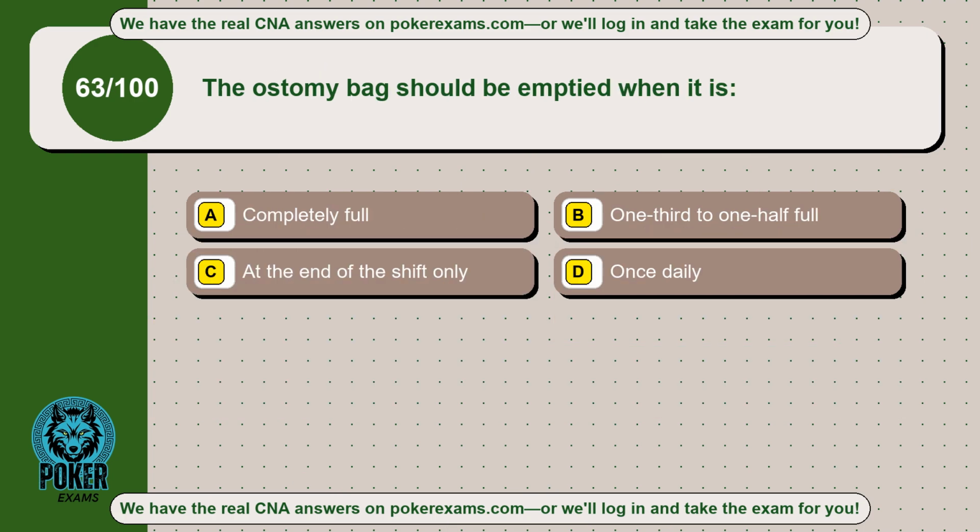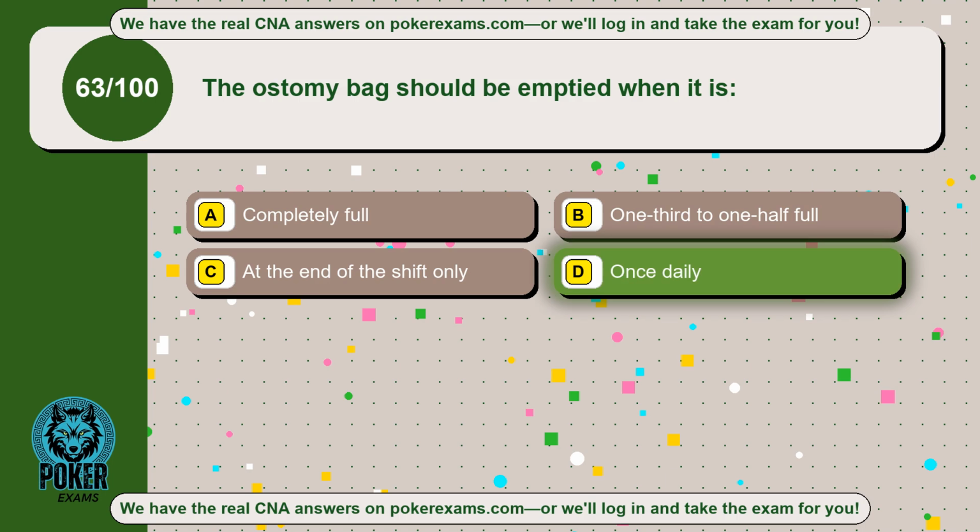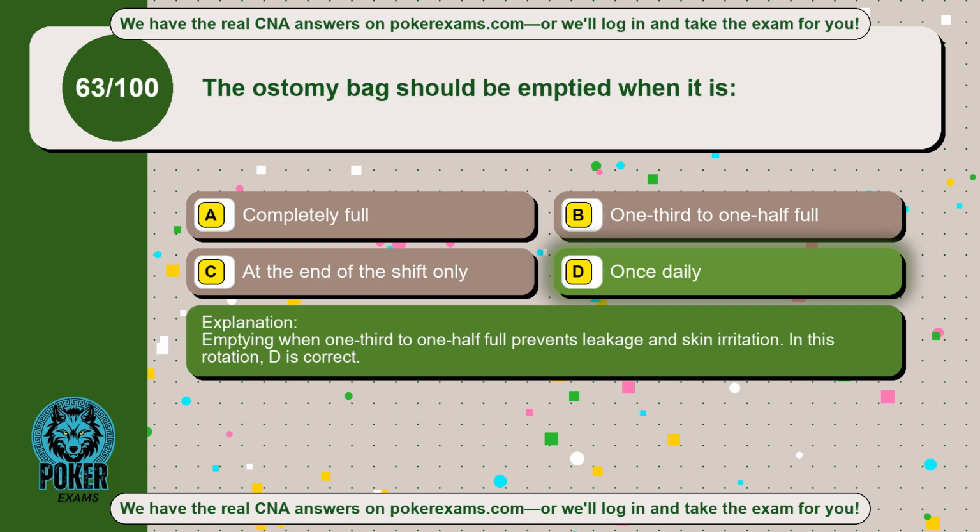Question 63. The ostomy bag should be emptied when it is: Option A, completely full. Option B, 1/3 to 1/2 full. Option C, at the end of the shift only. Option D, once daily. The correct answer is option D, once daily. Emptying when 1/3 to 1/2 full prevents leakage and skin irritation. In this rotation, D is correct.